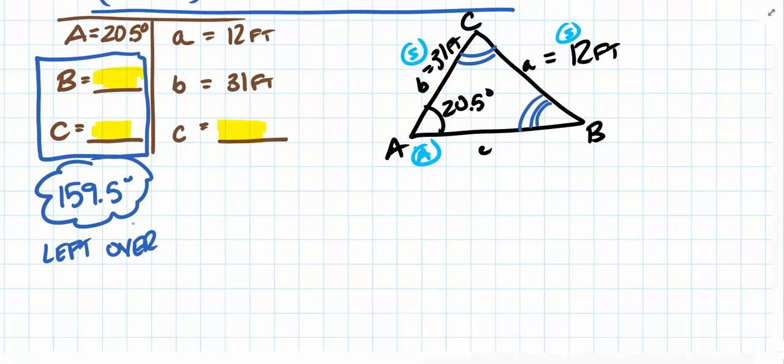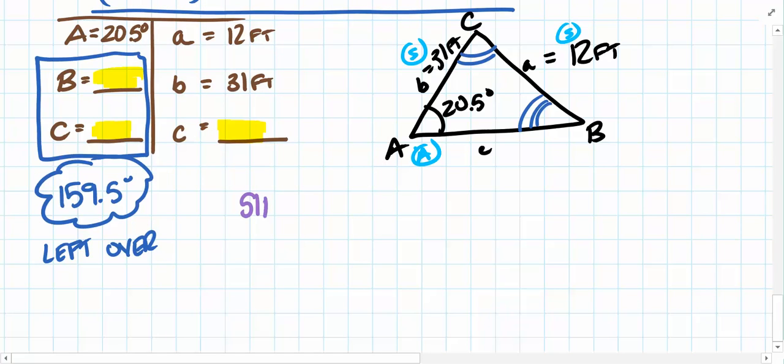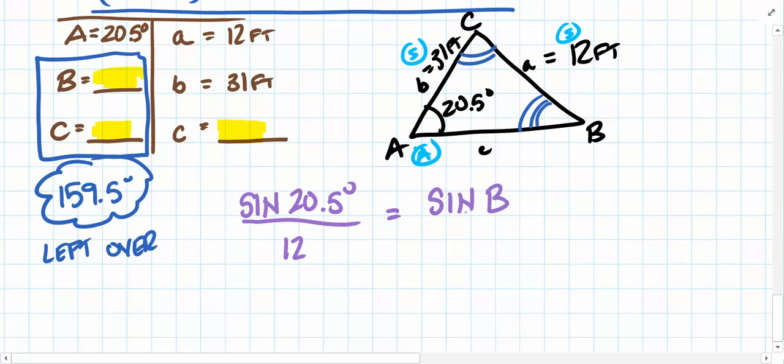Agreed? All right, sweet. Now, we set up the only law of sines that we can do. We can only do one of them here. It's the sine of 20.5 degrees over what, everybody? Over 12 is equal to what? The sine of angle B over what? Over 31. That's the only thing I can do. I don't have any other options available to me, so I have to do this.